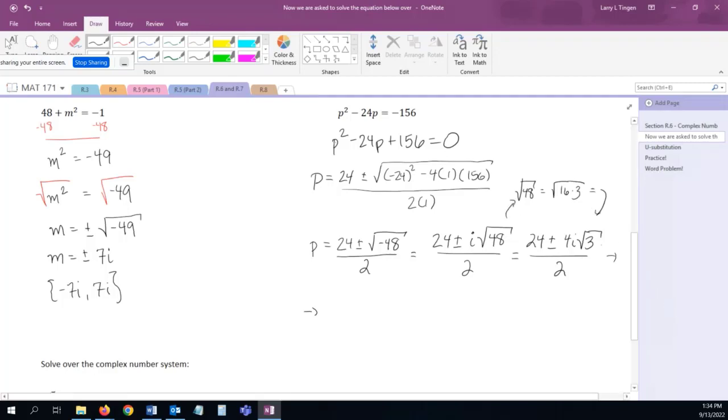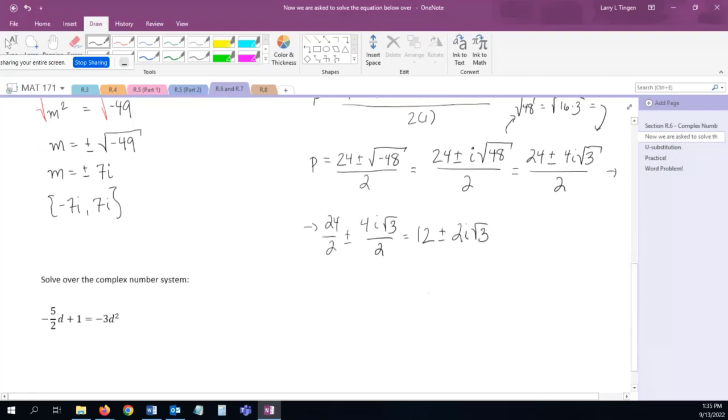Right? And now I can't simplify on the right anymore. I'm going to go ahead and split these up and write this as a complex number, a plus bi. So that's 24 over 2 plus or minus 4i times the square root of 3 over 2. Those simplify. 24 divided by 2 is 12 plus or minus 4i times the square root of 3 divided by 2. 4 divided by 2, the 2's divide away, leaving me at 2i times the square root of 3.